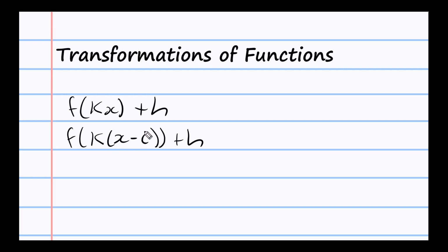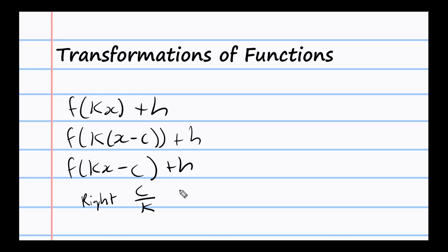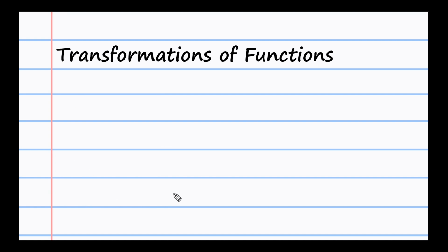So you never want to write k of x. If you write f of k of x minus c, you're not going to be shifting the function right by c units. You'll be shifting the function right by c divided by k units, not by c units. So that's something pretty important to know.